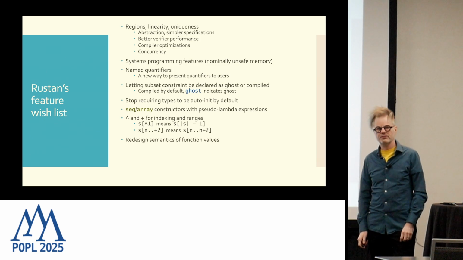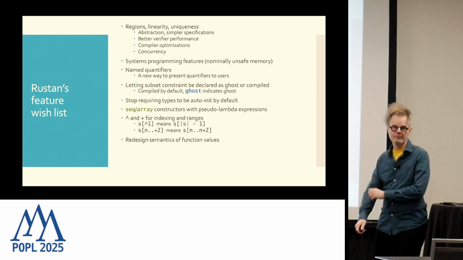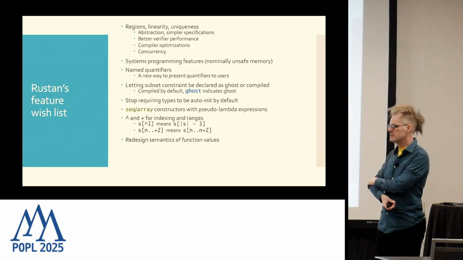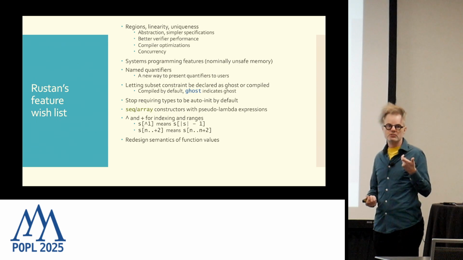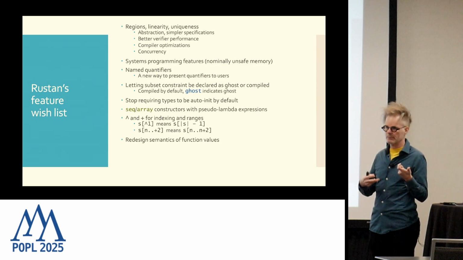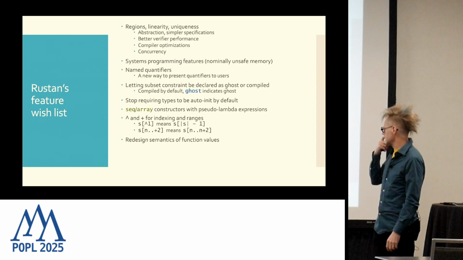We've talked about function values in Dafny, and I think that we've gotten the semantics for those wrong, because the semantics of the function values include what a function reads from the heap. I think that should not be part of the semantic value of it, and that I think could fix a number of things.